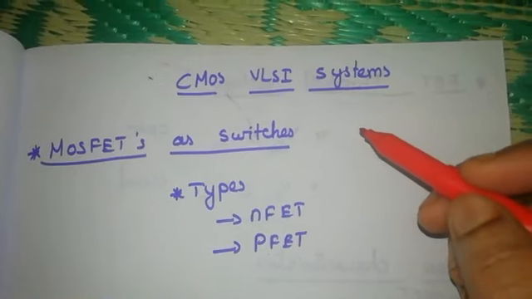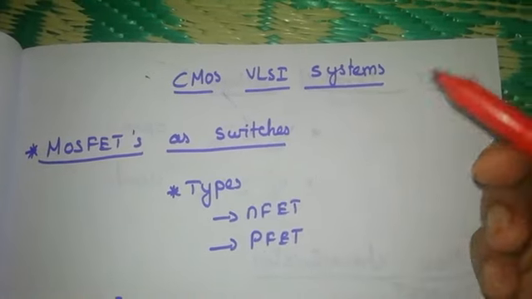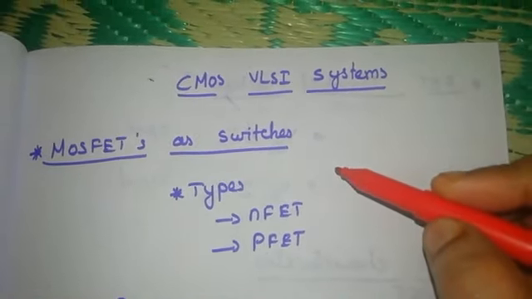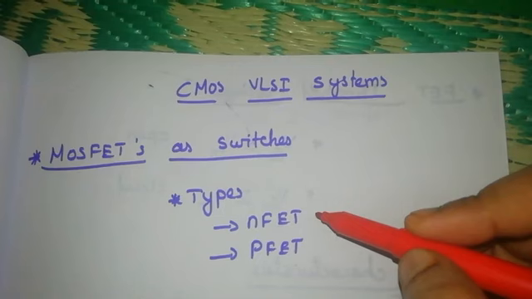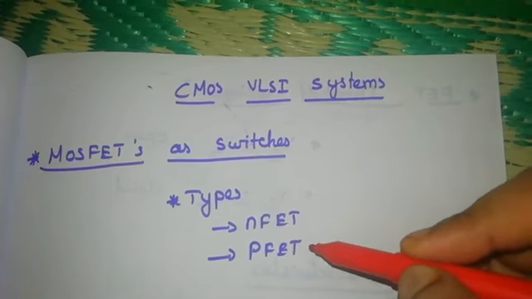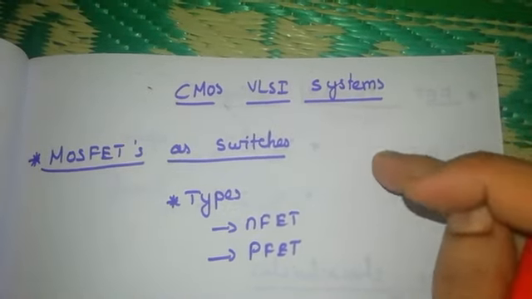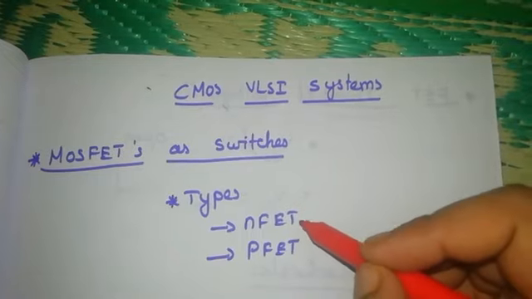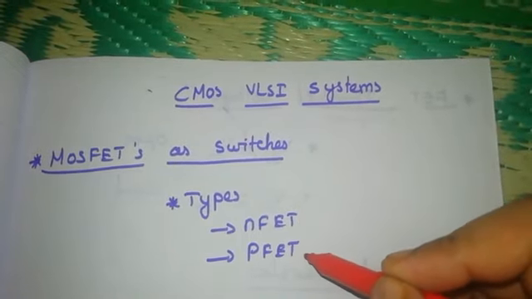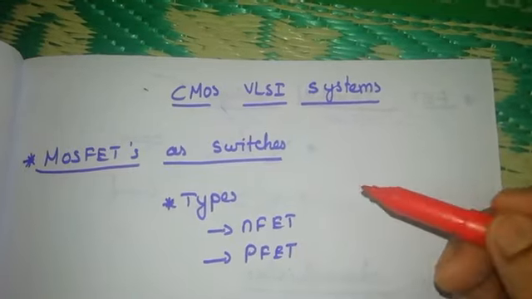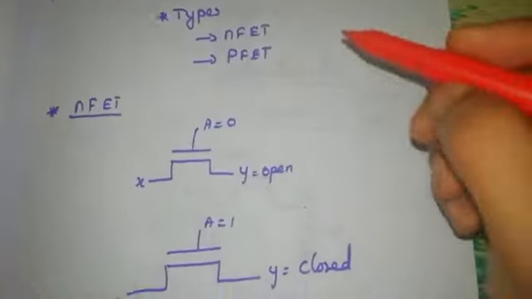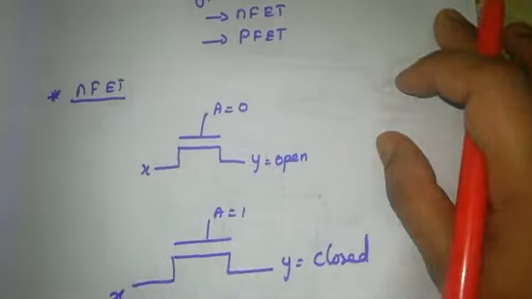So in this video we are going to see about MOSFETs as a switch. First, there are two types of MOSFET, NFET and PFET. In an NFET, electrons are the majority carriers and current flows due to those electrons. In a MOSFET, the current is due to majority carriers only. So here electrons are the majority carriers and here holes are the majority carriers. So these are the two types of MOSFET, and let's see how they can operate as a switch.